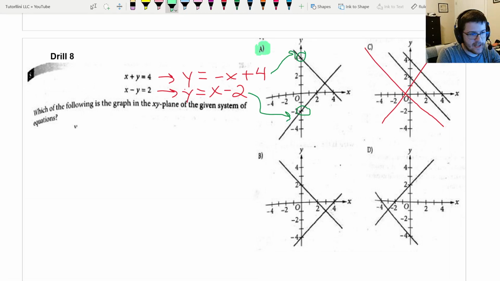And that is correct. And again, I don't even know why this question's on here. You can just type both those in and look at it, and then look at Desmos and look at the answers and see that it's A. Great. Okay, let's keep going.